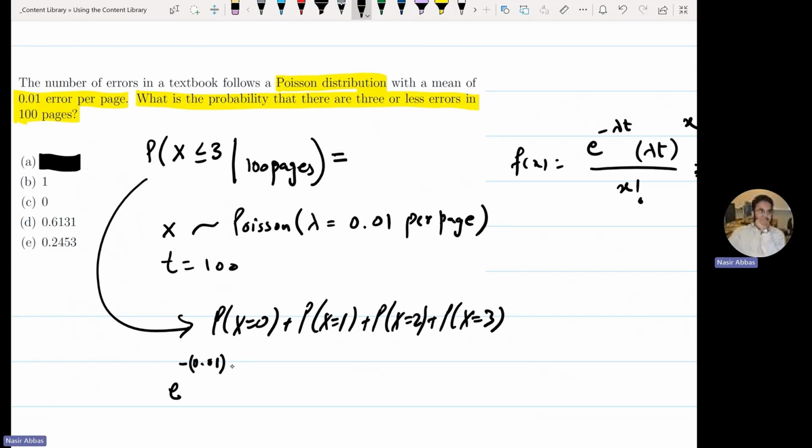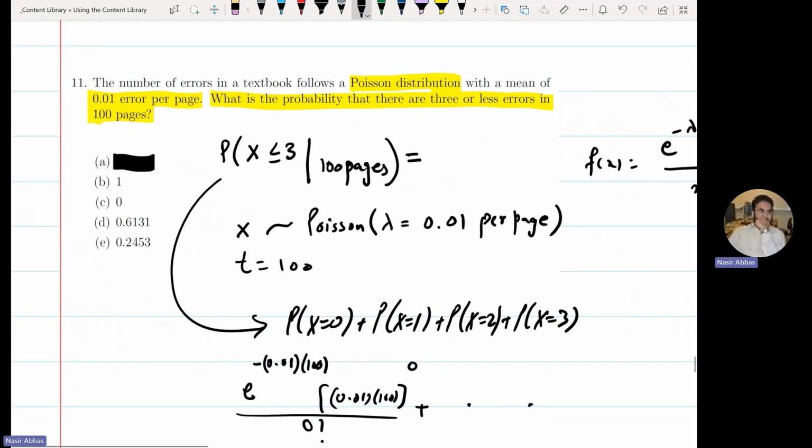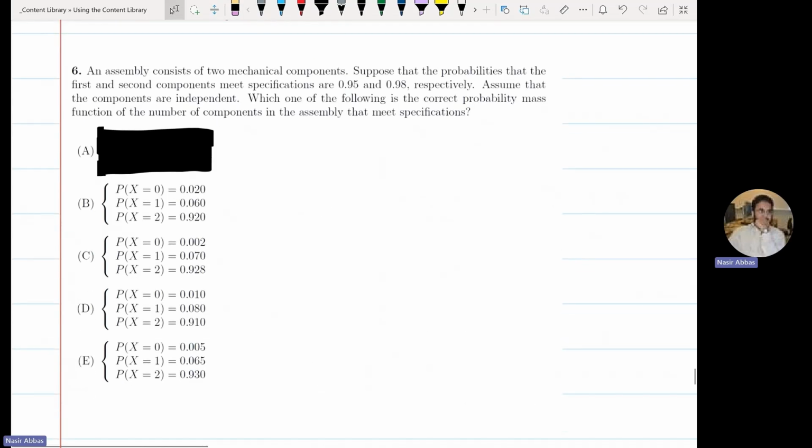0.01. What is T? 100 times 0.01 into 100, whole to the power 0 over 0 factorial, plus the same thing. And the answer will be 0.9810. Any question? We are done with 233. Now let me quickly move on towards 241.